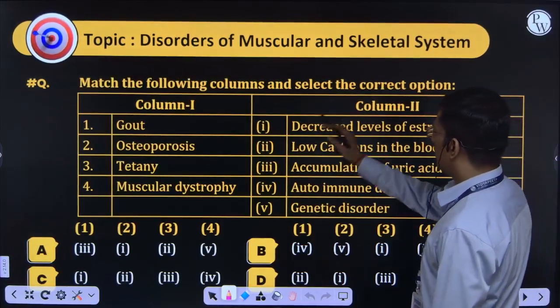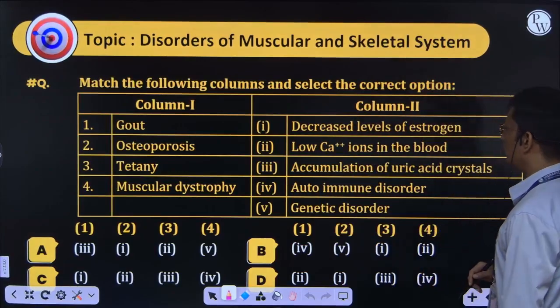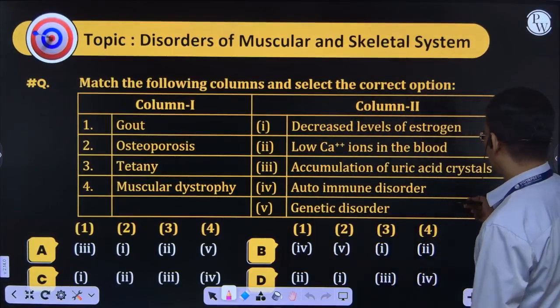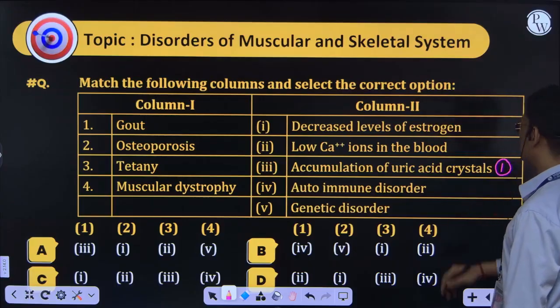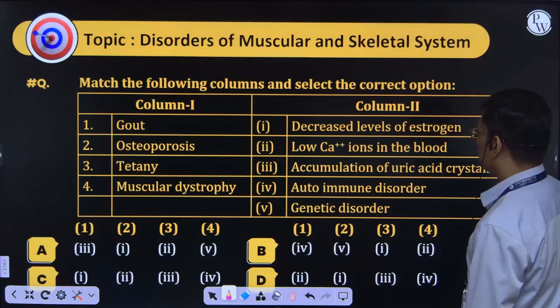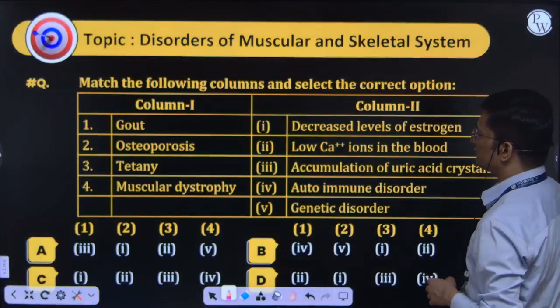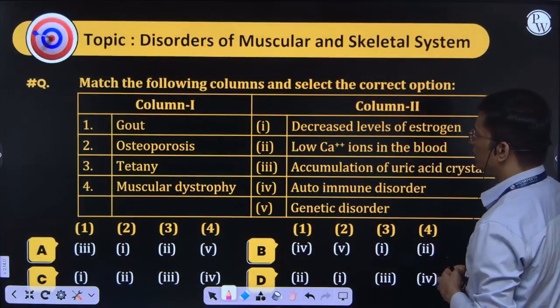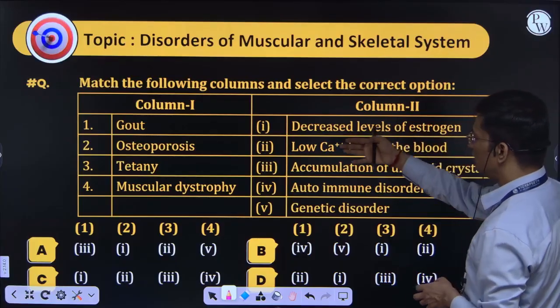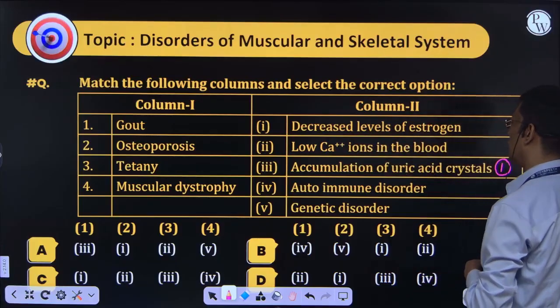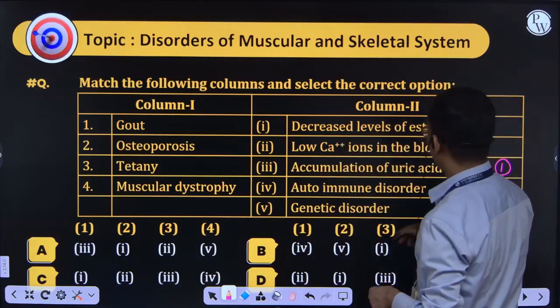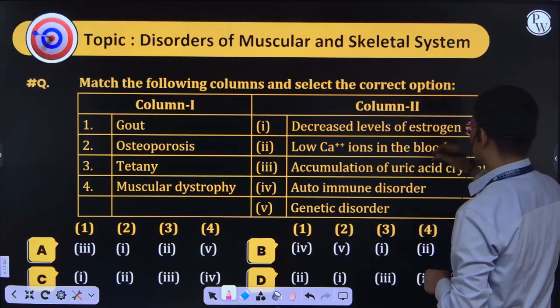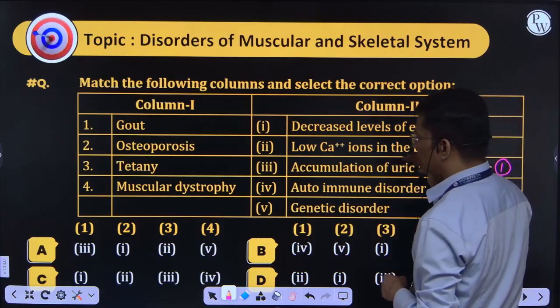Now match the following. Gout is accumulation of uric acid crystals in the joints. Osteoporosis will take place, in the case of females, if the estrogen level is low, then demineralization of the bone takes place. That we call osteoporosis, due to decreased level of estrogen.